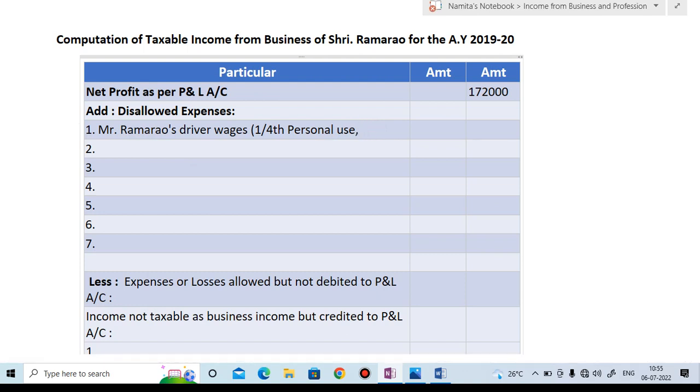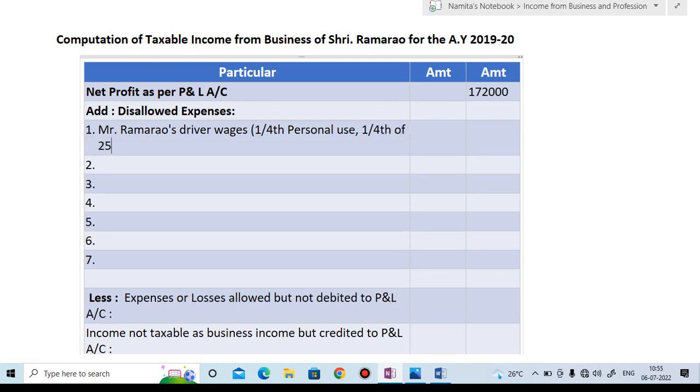1/4 of 25,000. 1/4 of 25,000 is how much? 25,000 multiplied by 1 divided by 4, we get 6,250. So from this 25,000, 3/4 was used for business and 1/4 is used for personal use. Hence it is disallowed expenses.